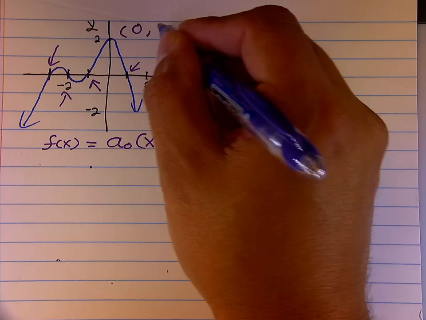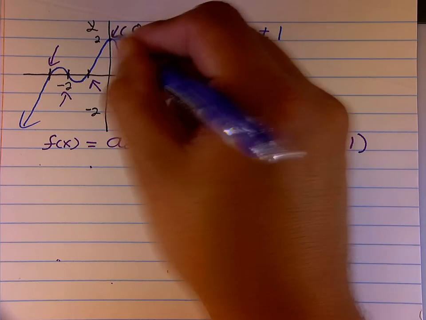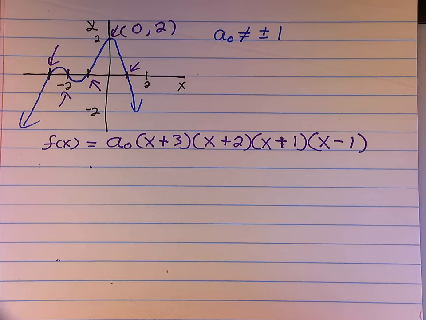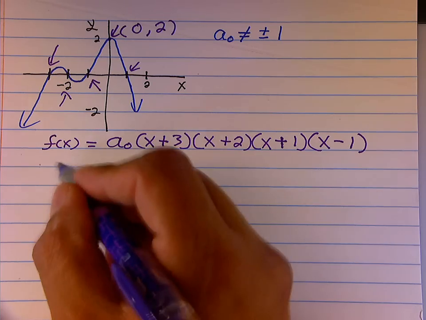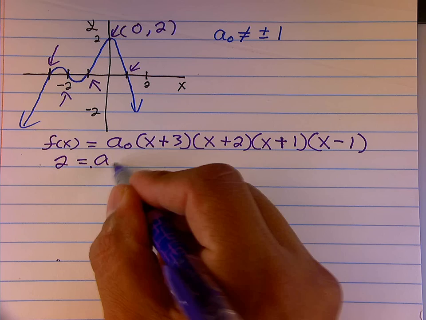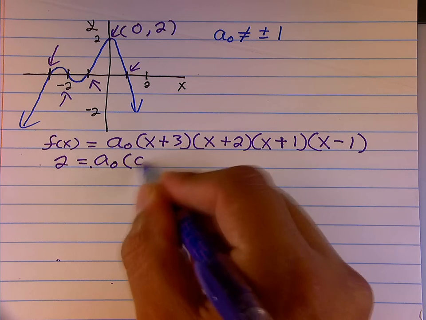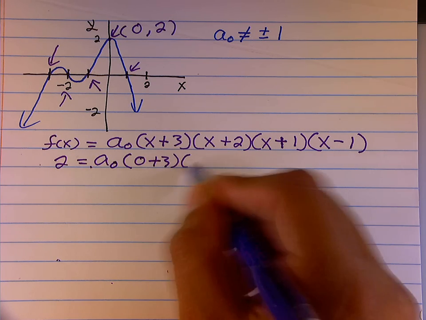I will choose the value 0, 2, my y-intercept. It does not have to be the y-intercept, but it just seems to be a nice clean number that's easy to use. Now, if this fourth degree polynomial in fact represents that graph, then this fourth degree polynomial must give me every point on the graph, including the point 0, 2. Meaning y is 2 when x is 0.